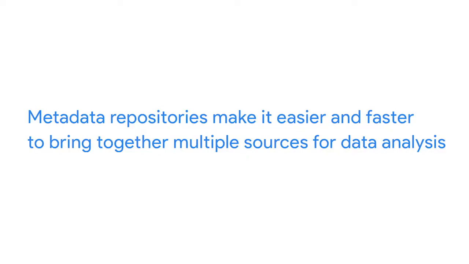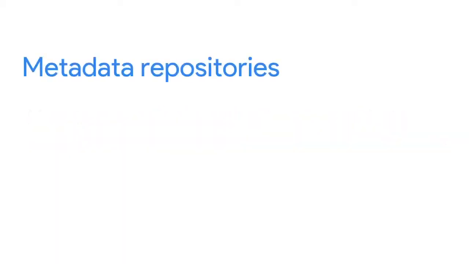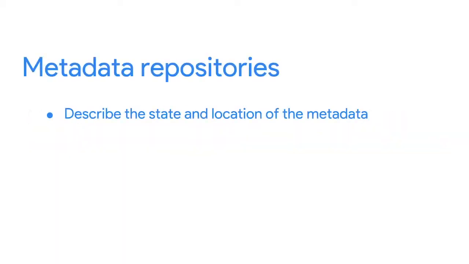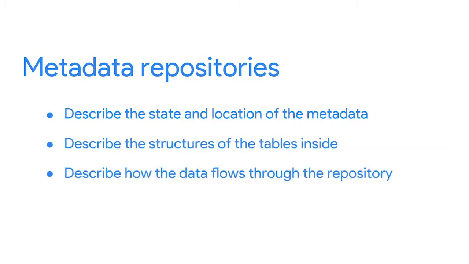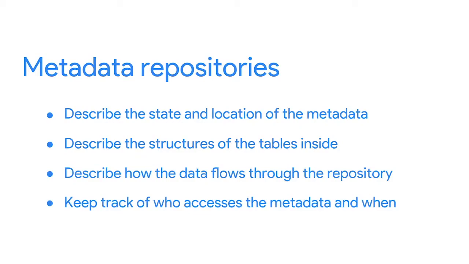Metadata repositories make it easier and faster to bring together multiple sources for data analysis. They do this by describing the state and location of the metadata, the structure of the tables inside, and how data flows through the repository. They even keep track of who accesses the metadata and when. Here's a real-world example. As a healthcare analyst at Google, I use second and third-party data. As you learned, second-party data is data that's collected by a group directly from its audience and then sold. And third-party data comes from outside sources, which are not the original collectors of that data. They get it from websites or programs that pull the data from the various platforms where it was originally generated.